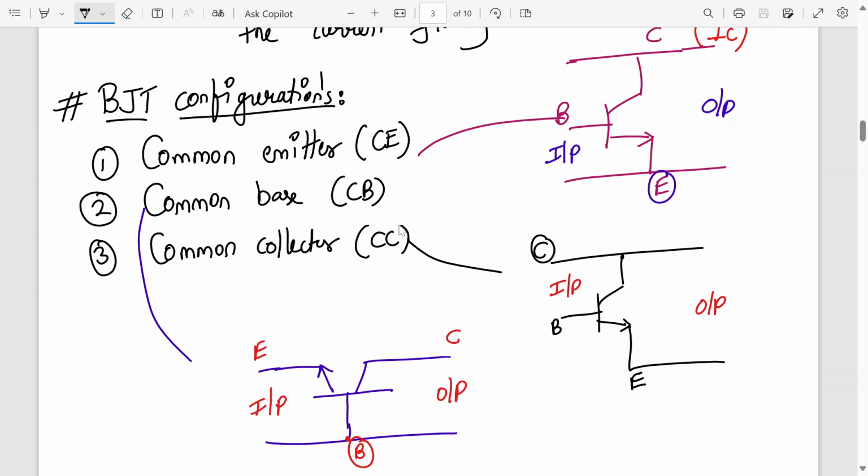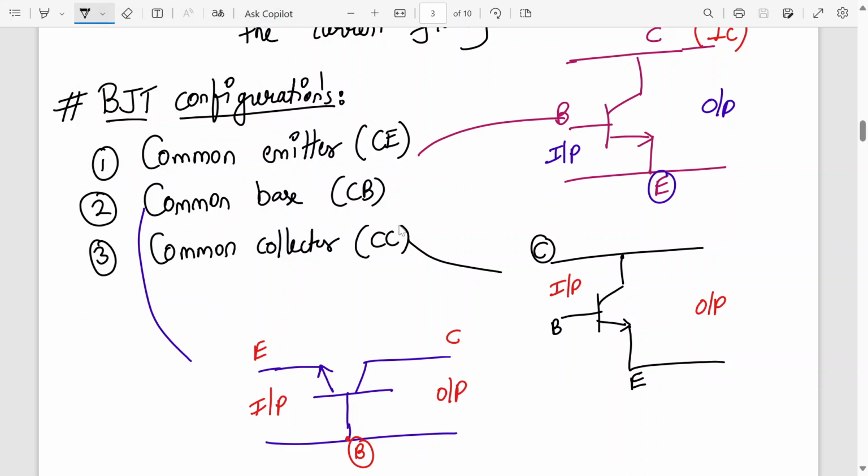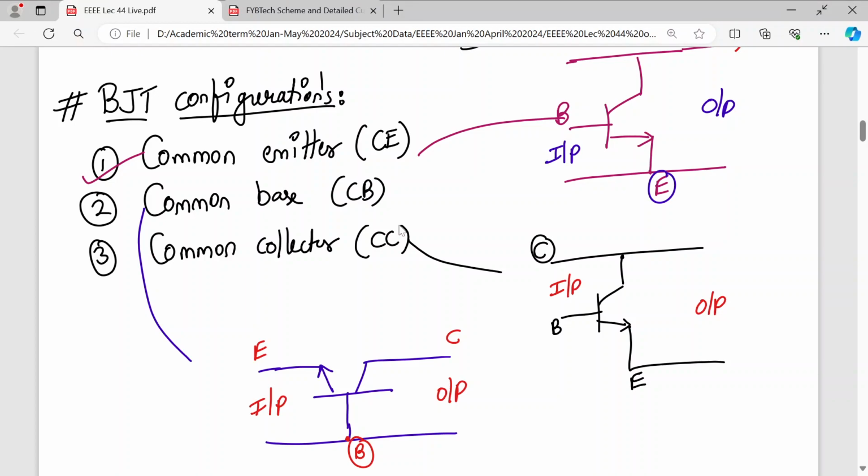Okay, and we will be studying now mostly the working of the BJT in common emitter configuration mode, which is coming up next in a few seconds.